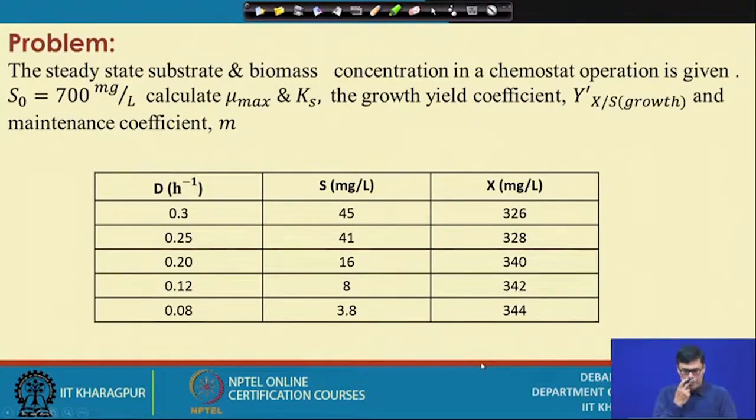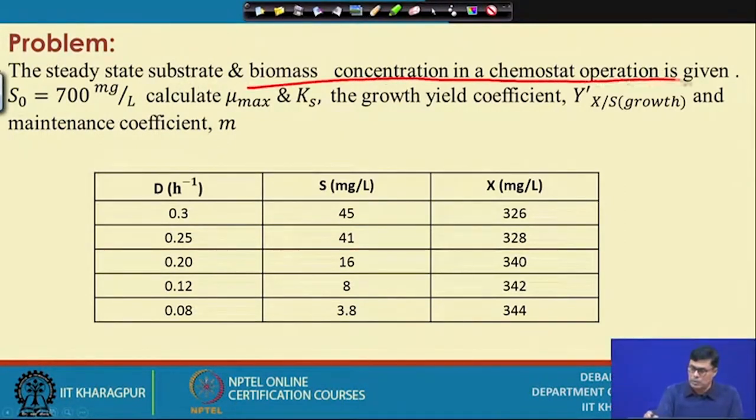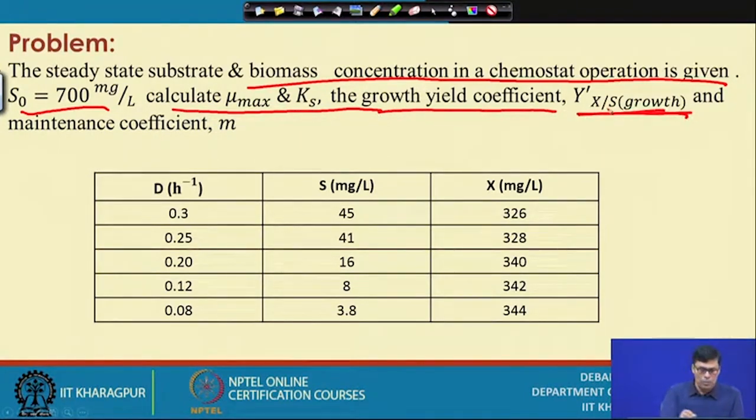Now, the next problem is a little bit simpler. I hope you understand this. The steady state substrate and biomass concentrations in a chemostat are given, S 0 is this. Calculate the mu max and Ks, the growth yield coefficient, which is the true yield coefficient Y dash x by s, and the maintenance coefficient.